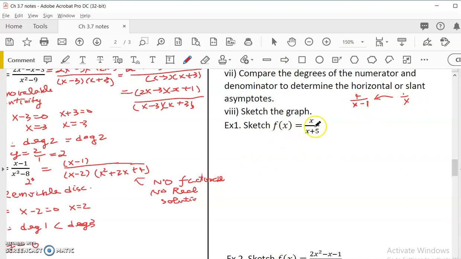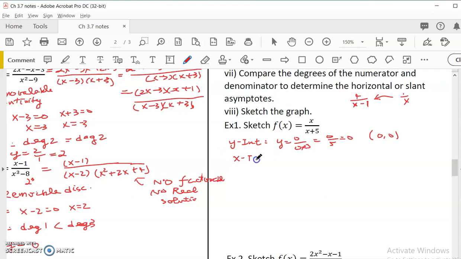So first of all, x over x plus 5. This cannot be done by transformation, so we'll use the procedure. First of all, x-intercept and y-intercept. Y-intercept first, because the easiest way is to set x equal to 0. y is equal to 0 over 0 plus 5, so that is equal to 0 over 5, which is equal to 0. That means the y-intercept is (0, 0).